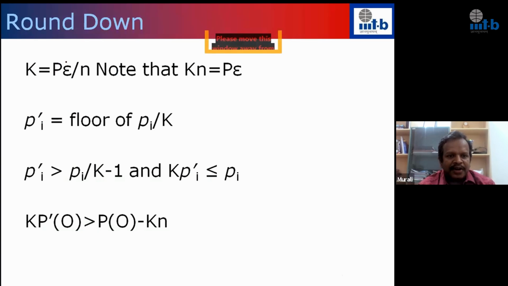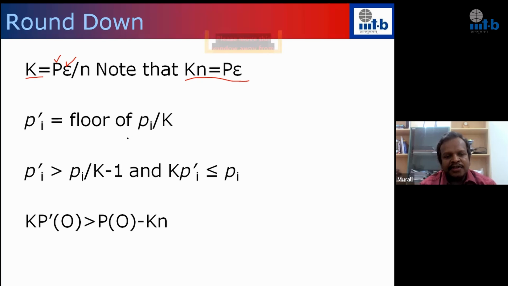So epsilon is what is given to me. I define k, which is P into epsilon divided by n. So this would imply that k into n is epsilon into P. P is the maximum profit that you can make. Epsilon is the error factor that is given to me, and n is the number of items. Let k be this number.